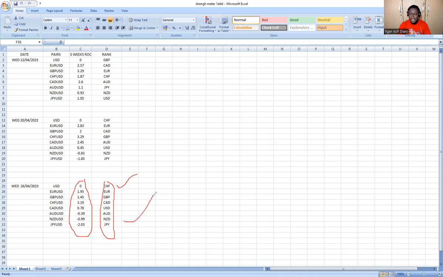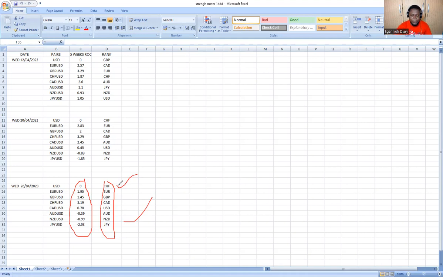So if your figures are not equal to my figures, do not worry. Maybe the time you did your analysis, by then I had not started, or maybe I had even done mine already. So there will be slight differences in the figures, but we may arrive at the same strength. Is that okay? So don't stress yourself.